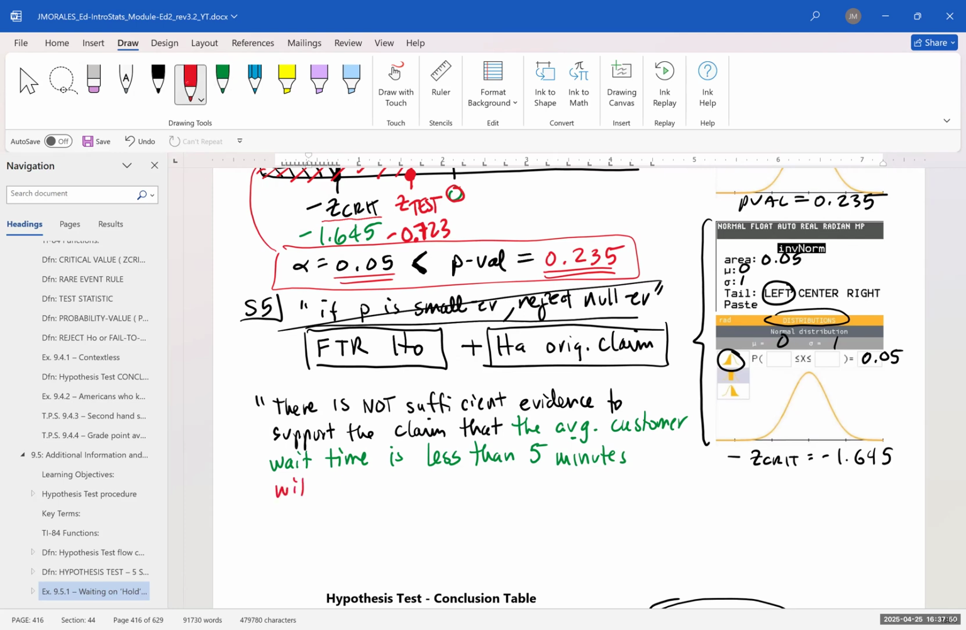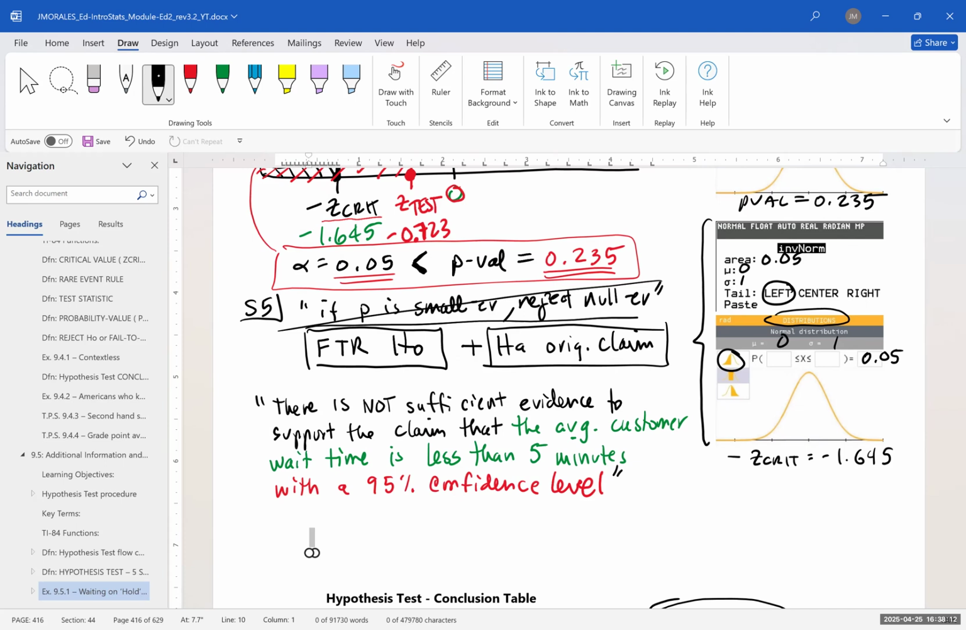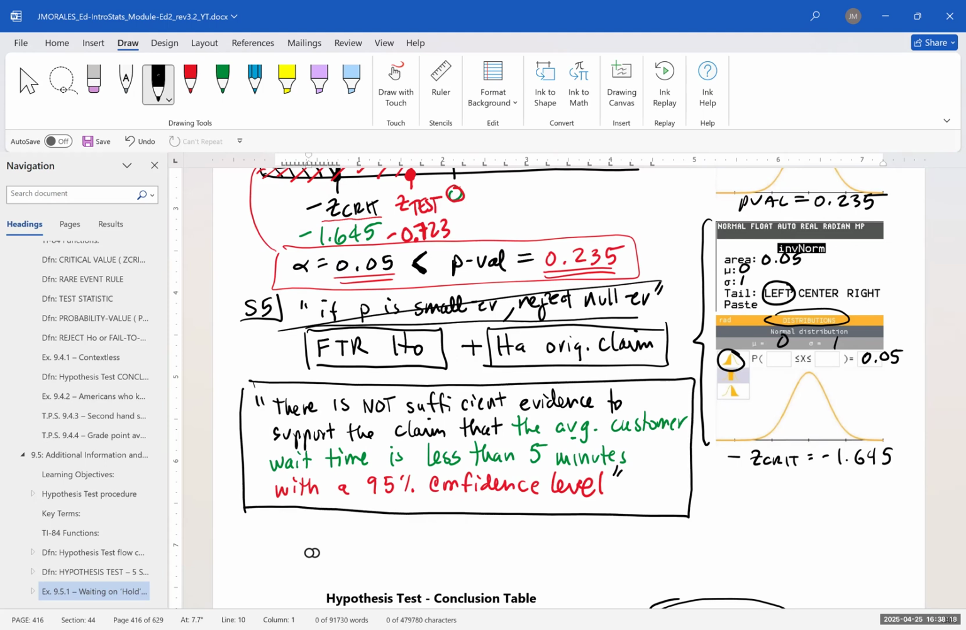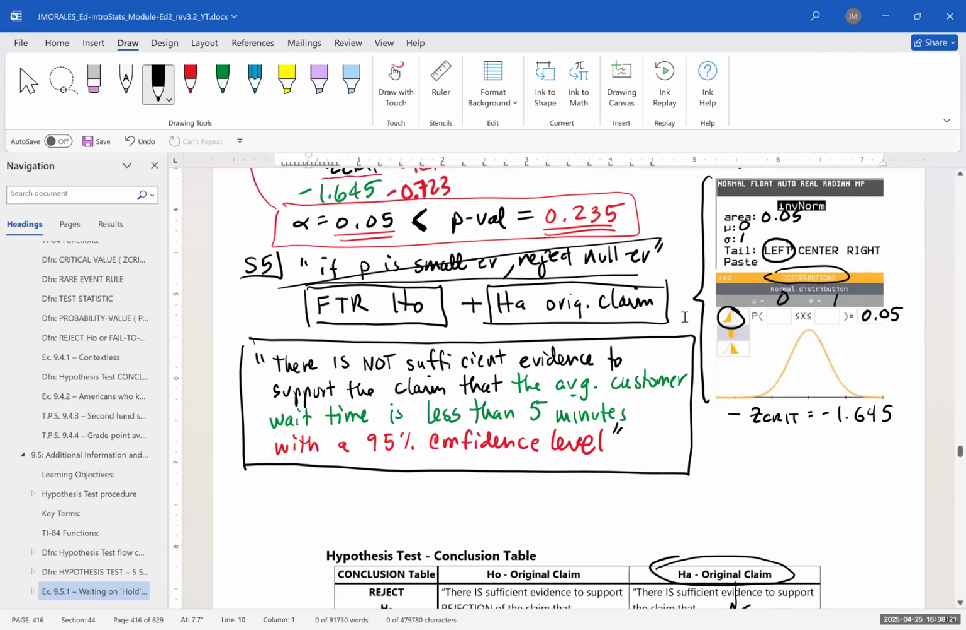That's going to be with a 95% confidence level. Okay, so there is not sufficient evidence to support the claim that the average customer wait time is less than 5 minutes with a 95% confidence level. That is the end of our hypothesis test.